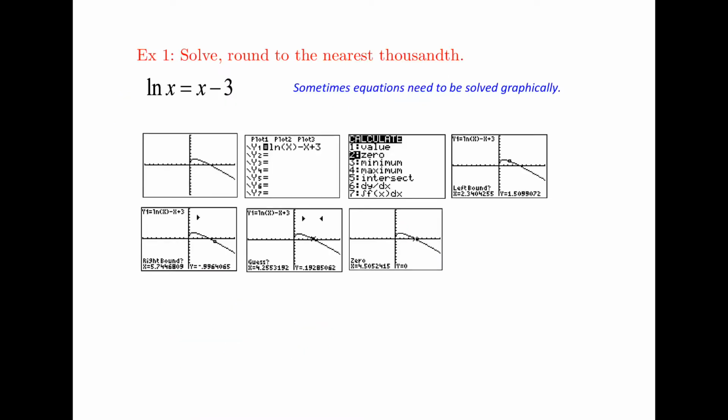Alright, on this next example, some problems you actually cannot solve algebraically the way that we have been doing, so we are going to solve these using the graphing calculator. Natural log of x is equal to x minus 3. So what we're going to do is set it equal to 0. So we'll do the natural log of x minus x plus 3 equals 0.